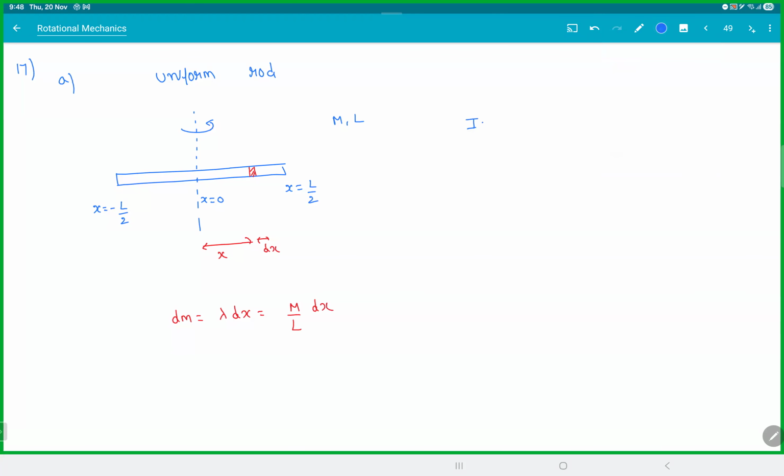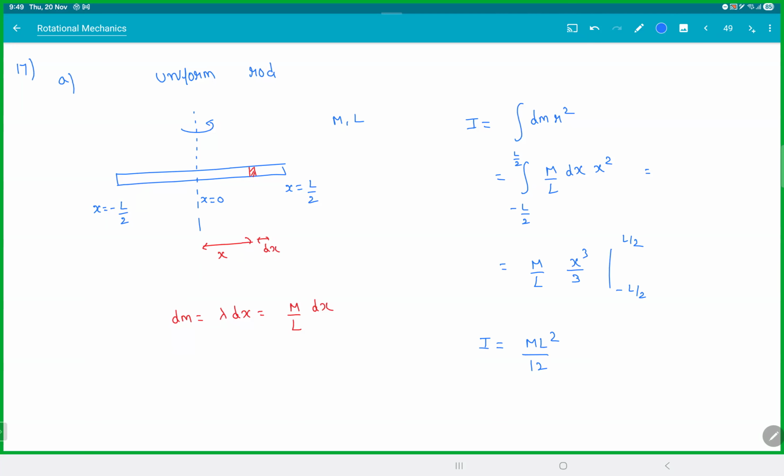What is the formula for moment of inertia? Integral dm into r square. And what is our perpendicular distance? That will be M by L dx into x square. The value of x is going from minus L by 2 to L by 2. That would be M by L, x cubed by 3. Substitute there, you'll get I is equal to ML square by 12. You need to mug up this result. That means the moment of inertia about the center of a rod is ML square by 12. Clear how we did this?